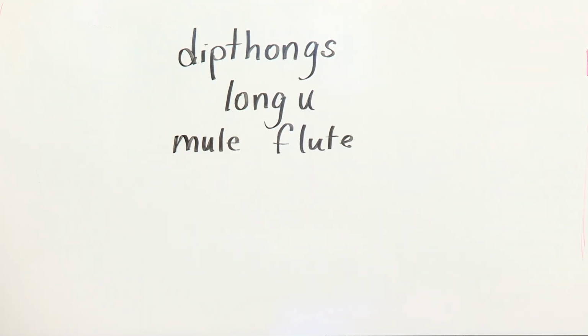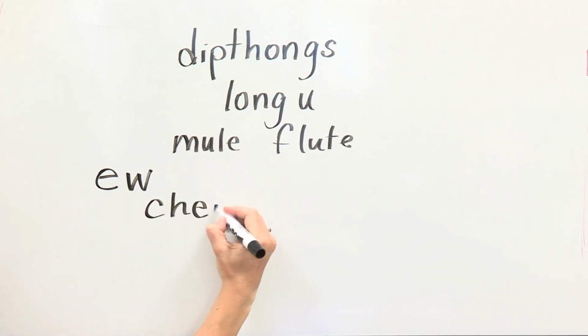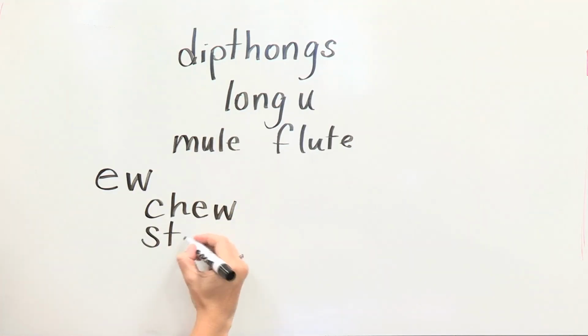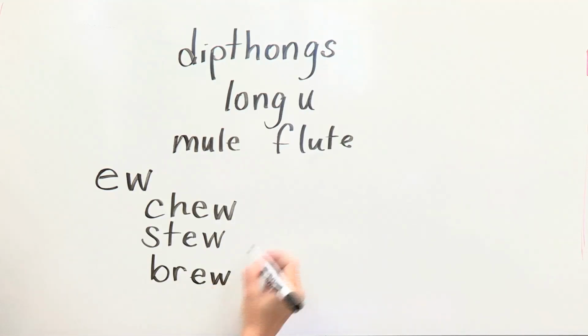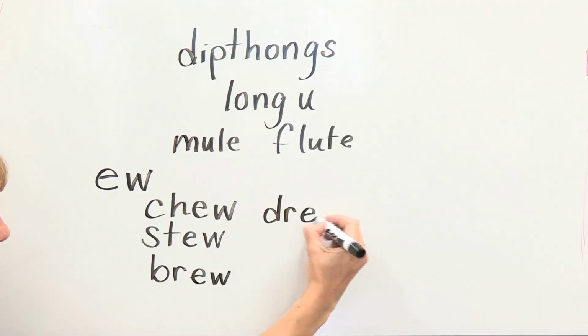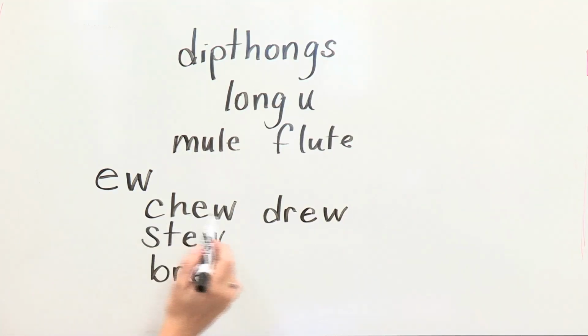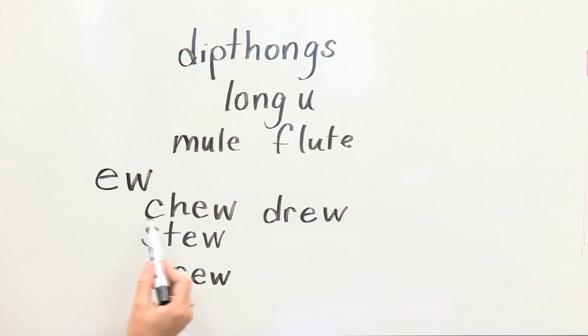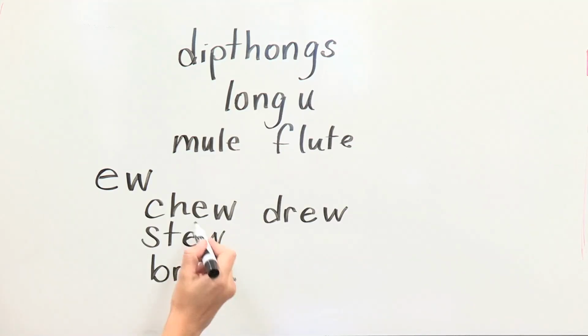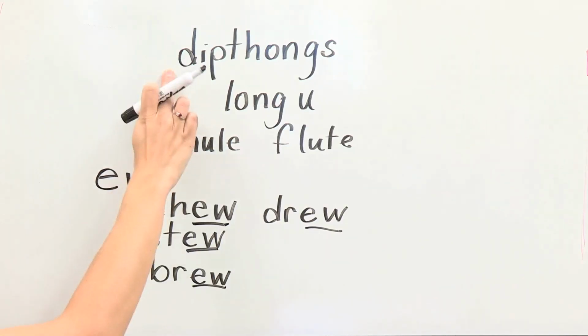So now if we go to EW, chew, stew, brew, drew. We also have a different sort of ooh sound there. So chew, stew, these are spelled with an EW. Some people also consider EW a diphthong, which is where this connects.